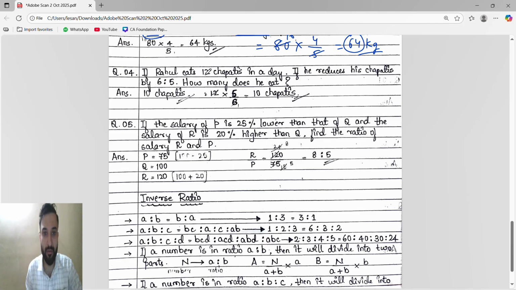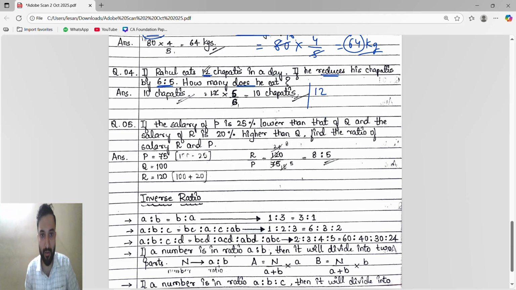If Rahul eats 12 chapatis in a day, if he reduces his chapatis by 6:5, how many does he eat? So guys, what will happen? So 12 chapatis he eats. Given quantity, if it reduces means the given quantity decreases with some ratio. We have to find the new quantity.